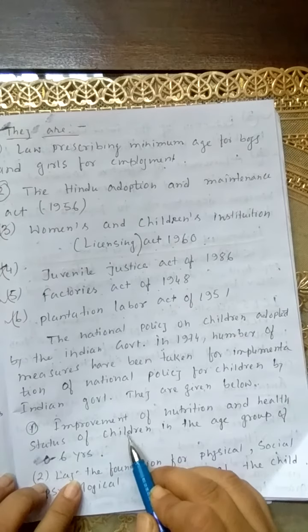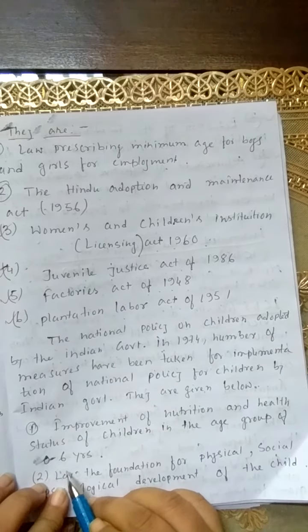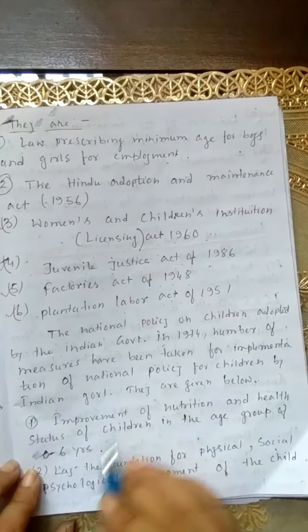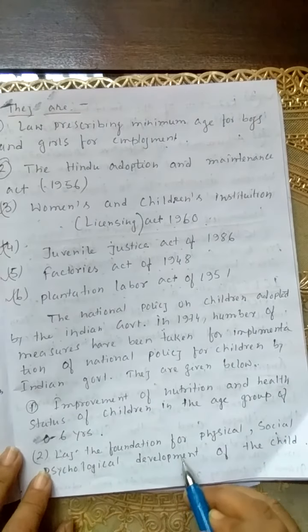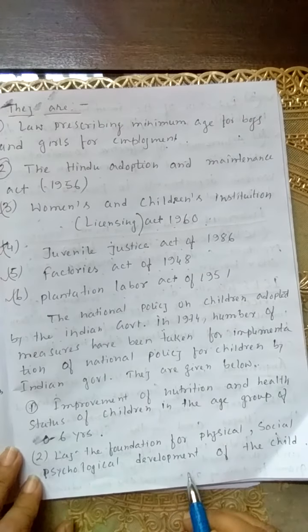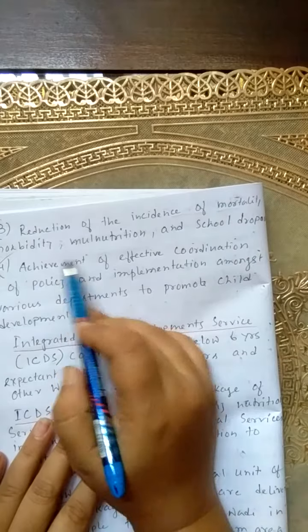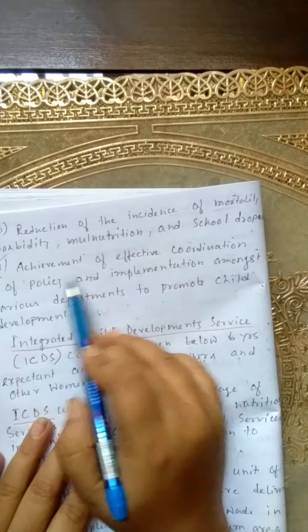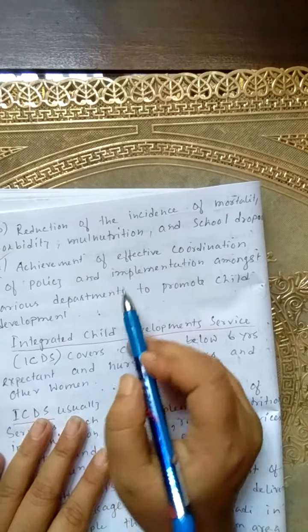Point number 1. Improvement of nutrition and health status of children in the age group of 0 to 6 years. 0 means infant to 6 years children. Lay the foundation for physical, social, psychological development of the child. Reduction of the incidence of mortality, morbidity, malnutrition and social drop-out of children. Achievement of effective coordination of policy and implementation amongst various departments to promote child development.